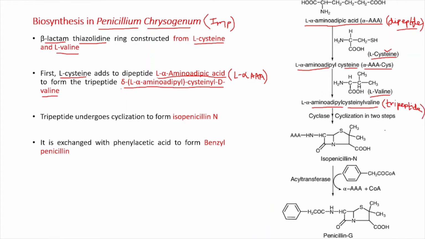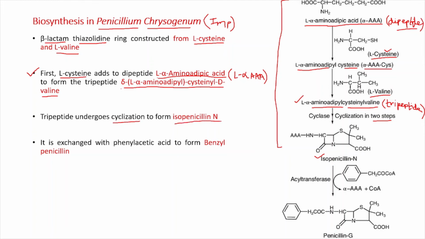And then this undergoes cyclization in two steps to form isopenicillin N. So from here to here, this is the formation of isopenicillin N. Okay, so what happens? First, L-alpha amino adipic acid is produced, this dipeptide is produced within the body of the fungi Penicillium chrysogenum. Then L-cysteine gets added to it to form the tripeptide delta L-alpha amino adipyl cysteinyl D-valine, this one. Okay, so this tripeptide undergoes cyclization to form isopenicillin N.